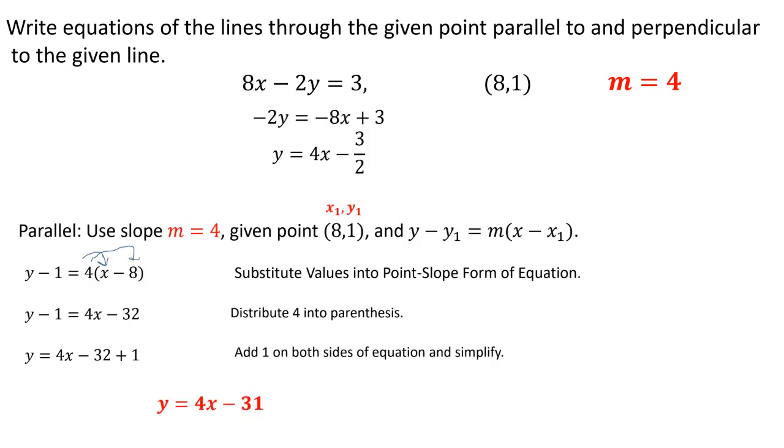4x minus 31, yes, double clicked it there. So the equation of the line that is parallel to this given line is y is equal to 4x minus 31. And as you can see, this new equation has the same slope, 4. All right, let's look at the perpendicular.